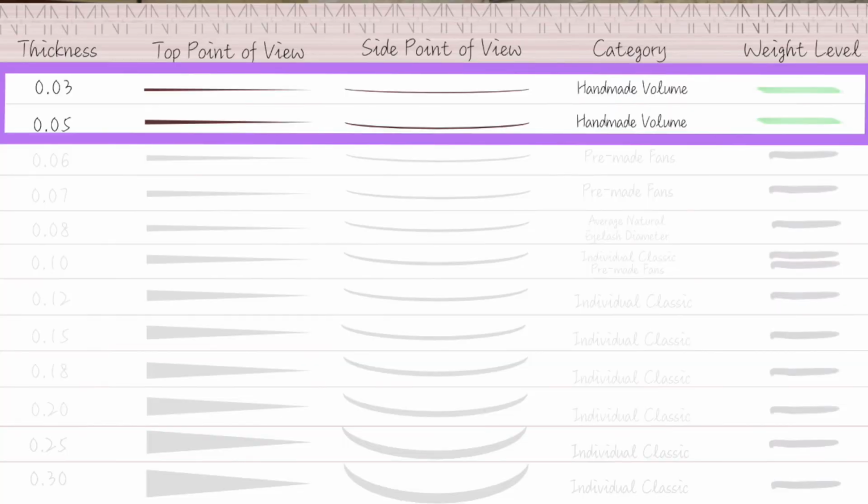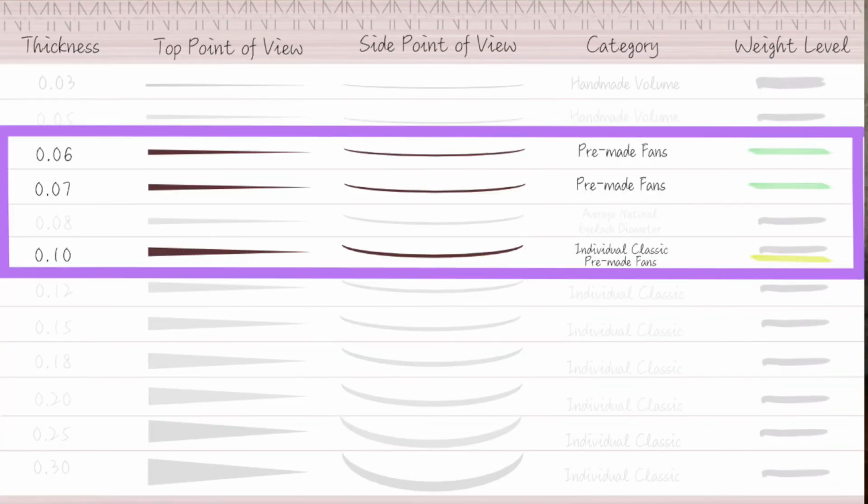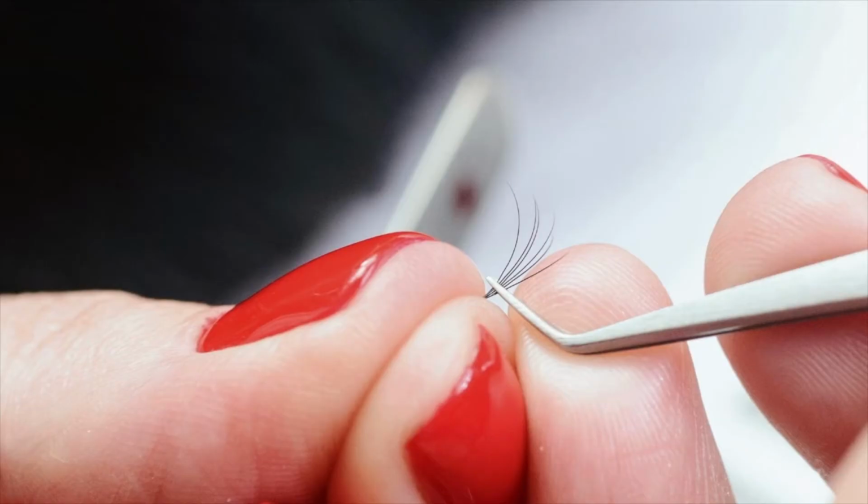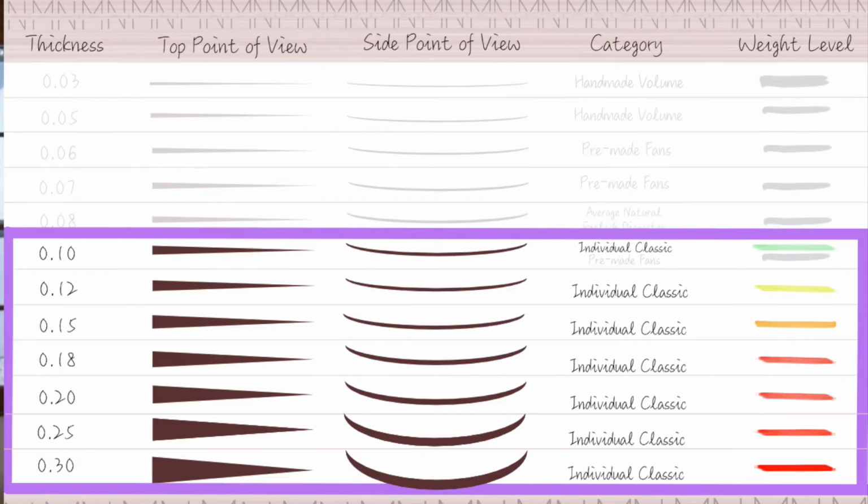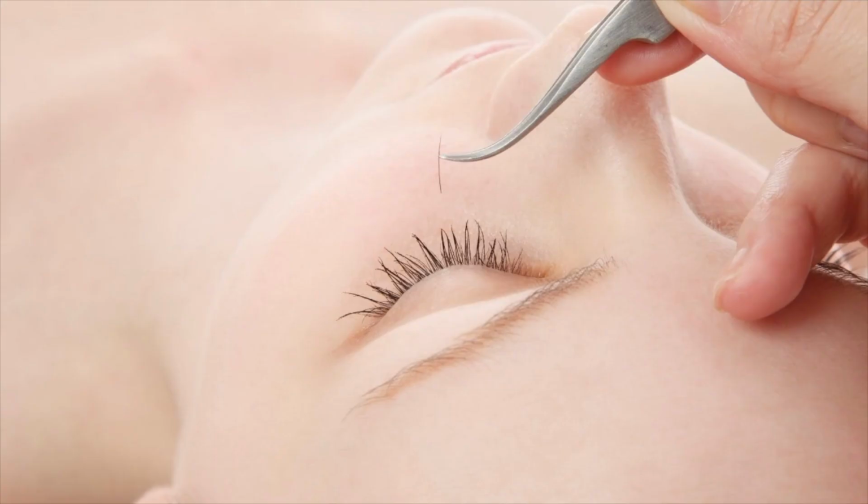The thinnest thickness that we usually find on the market usually varies from 0.03 to 0.07. This serves to give volume in different dimensions. These dimensions are usually used to make volumes by hand, or what we usually call handmade volumes. We can also find the thicknesses that range from 0.10 to 0.18, and this helps us to give length and naturalness through the application of the Japanese technique, which is 1 by 1, as we commonly know it, the classic technique.